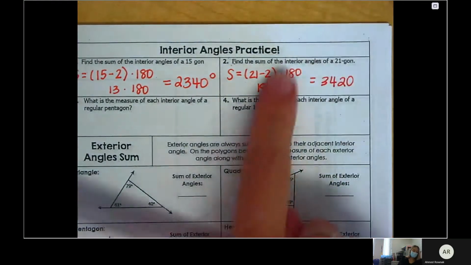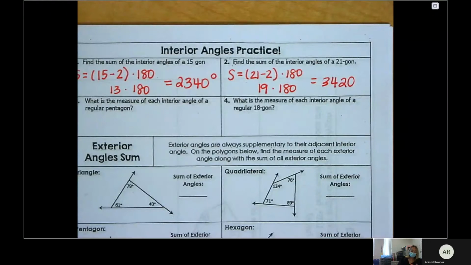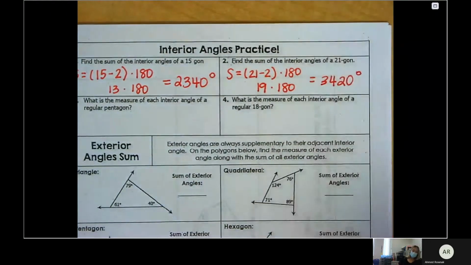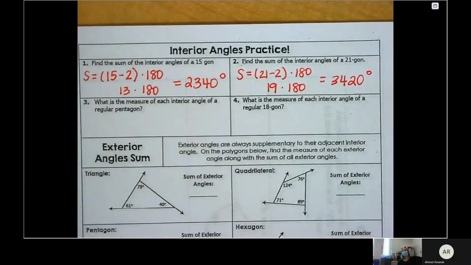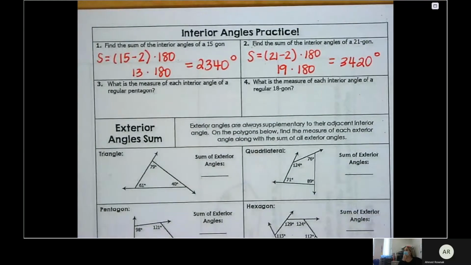3,420. We're talking about angles, so what should I have? Degrees. That was it. Wow, easy, wasn't it? Yeah, it's not meant to be hard at all. All right, questions on those two? So far. Not bad, right?